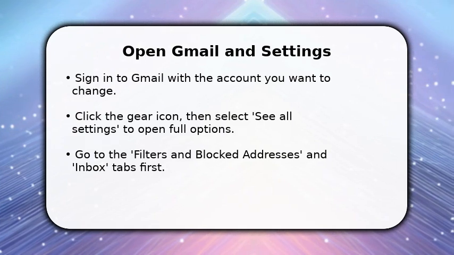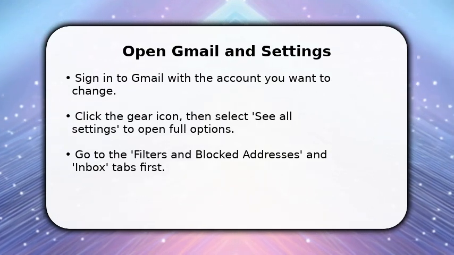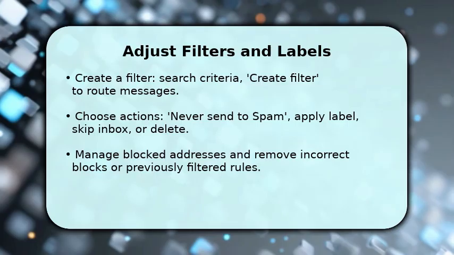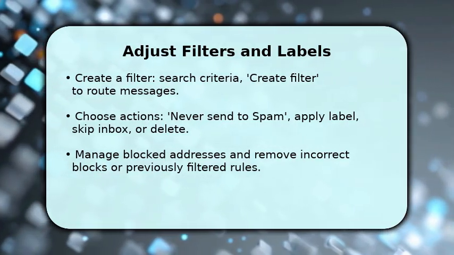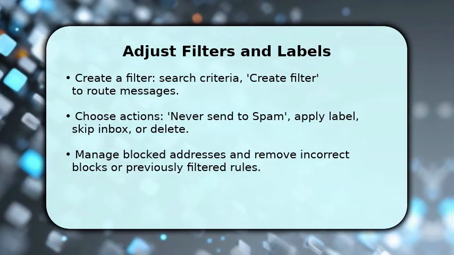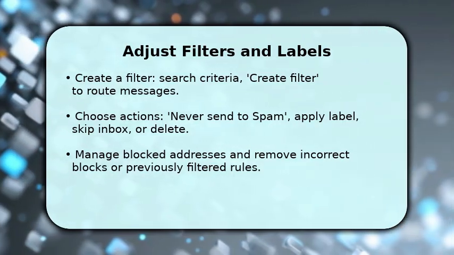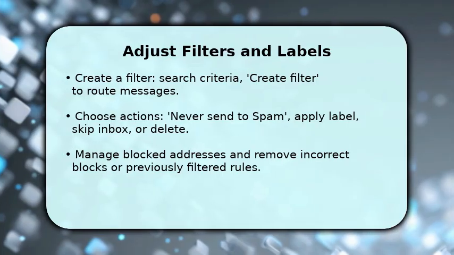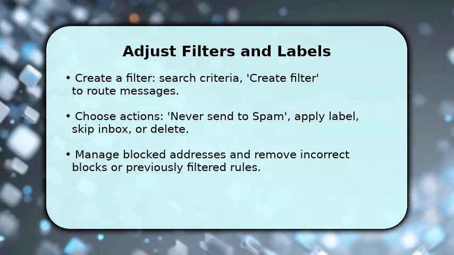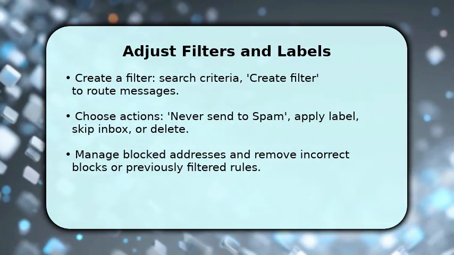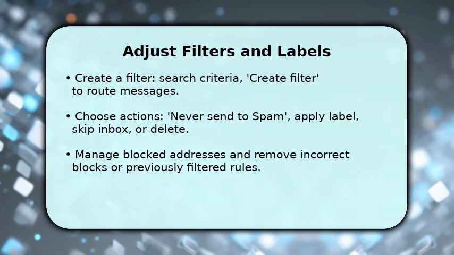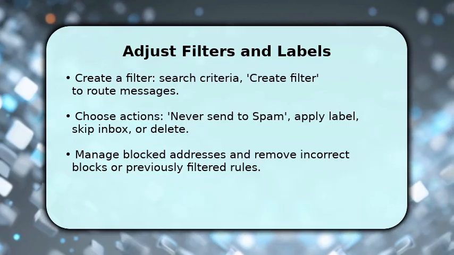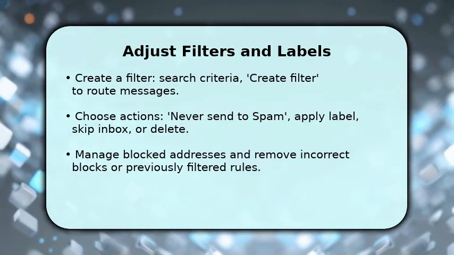Now you create or edit filters to control spam behavior. Use the search box to target senders or keywords, then click Create Filter and decide actions. Select Never Send to Spam to keep legit mail out of the spam folder. You can also apply labels or archive automatically. These choices explain why messages appear where they do. Once done, return to Filters and Blocked Addresses to remove any misconfigured rules or finish by testing.